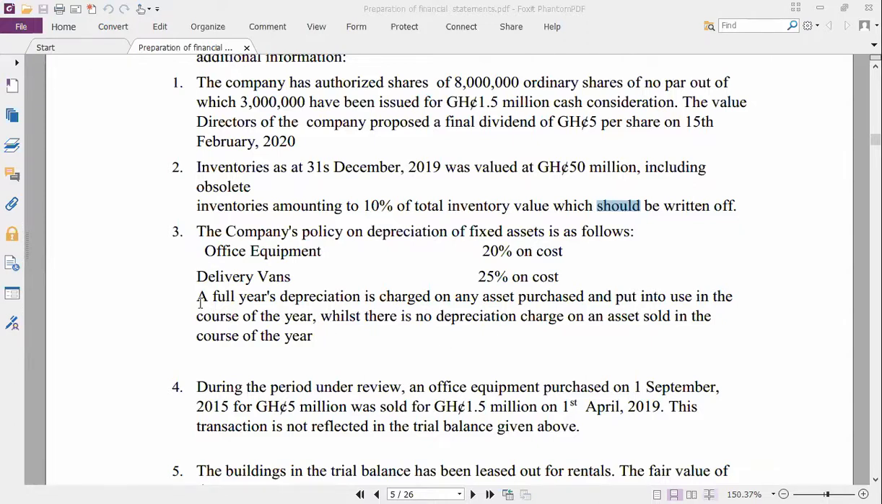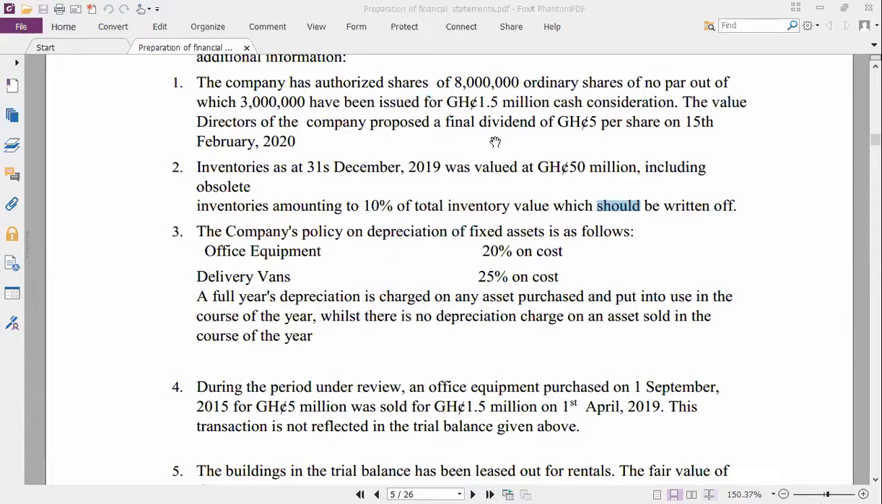Then there's a note here. A full year's depreciation is charged on any asset purchased and put into use in the course of the year, whilst there is no depreciation charge on an asset sold in the course of the year. So in simple terms, the first time you buy assets, whether you use it for 2 months or even 3, you should include it at full value. So depreciation will be charged on a full year basis. Then if you dispose of any assets, that year you don't charge depreciation.